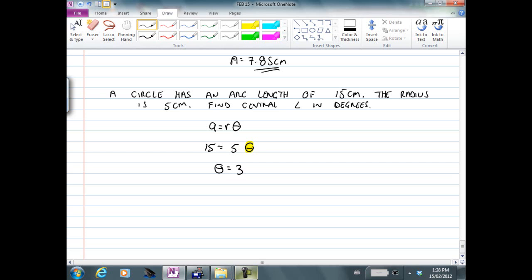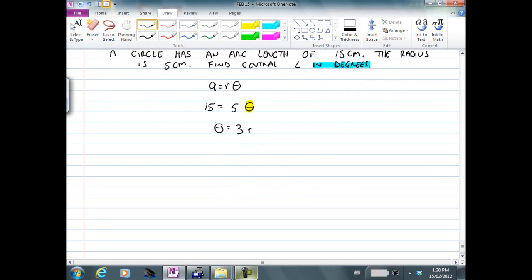My question asks you to find central angle in degrees. This is 3 rads. What does that really mean? That just means the number 3, not 3 pi. It just means the number 3. So convert this to degrees. We're going to take 3 times 180 over pi. Because remember, 3 is a number of radians, not 3 pi. It just means a number.